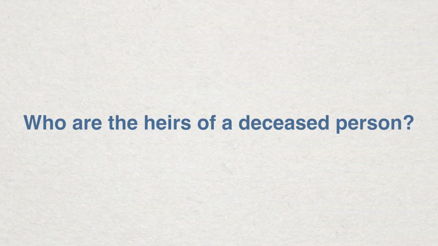Who are the heirs of a deceased person? Under California law, the heirs of a deceased person are any person who's entitled to receive the decedent's property according to the state's intestate succession laws. Typically, this can include any of the following: spouses, children, grandchildren, great-grandchildren, parents, siblings, aunts and uncles, nieces and nephews, in that order.